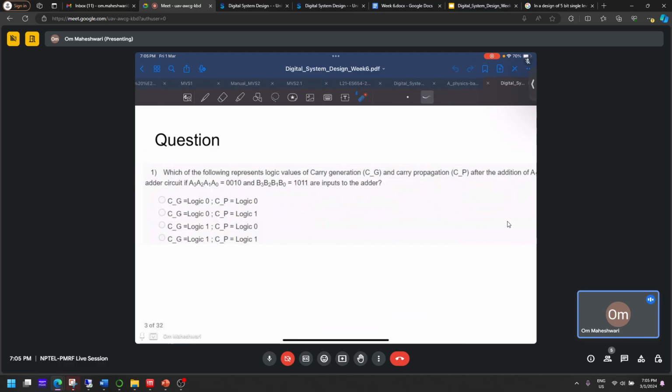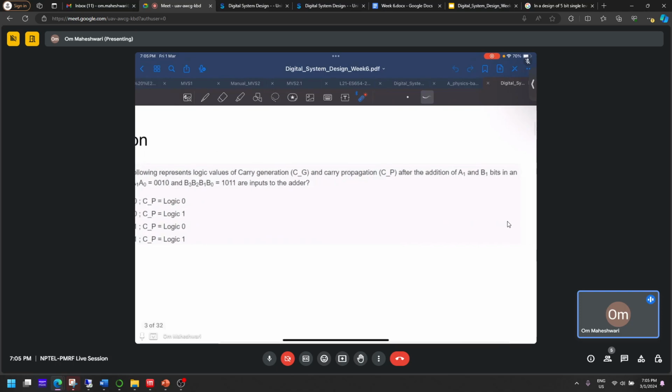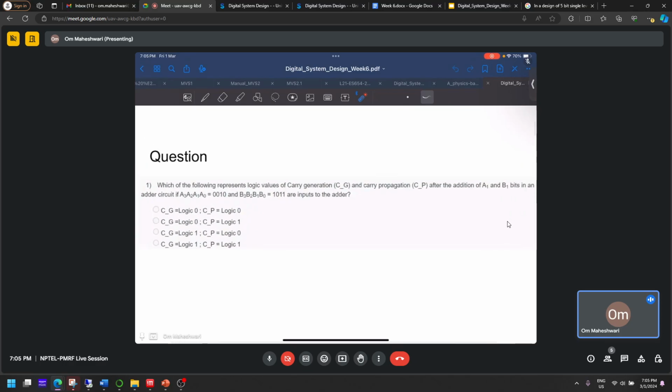Which of the following represents logic values of carry generation and carry propagation after the addition of A1 and B1 bits in an adder, if A3 A2 A1 A0 is 0 1 1 0 and B3 B2 B1 B0 are 1 0 1 1 as inputs to the adder.